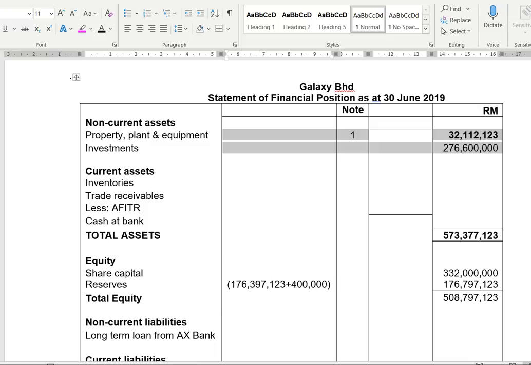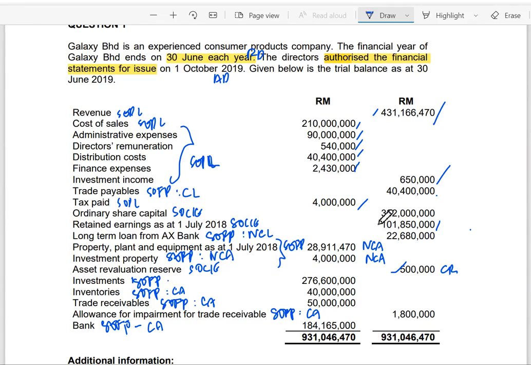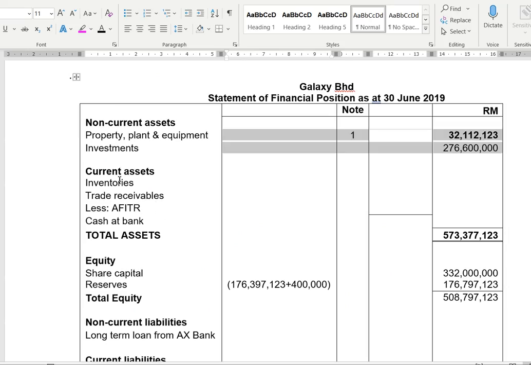32,112,123. For the investment, just take the item that you have here for the investment, which is this. And then your property, plant and equipment, you won't take this because you need to go and consider the adjustment on depreciation, on revaluation, yeah, and also on the transfer that has taken place. Next item is your investment.